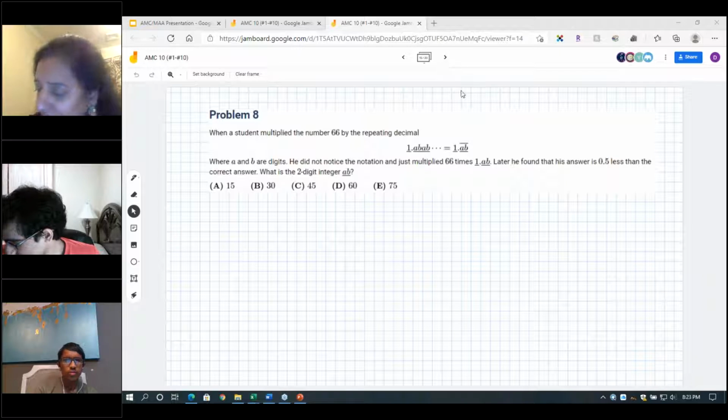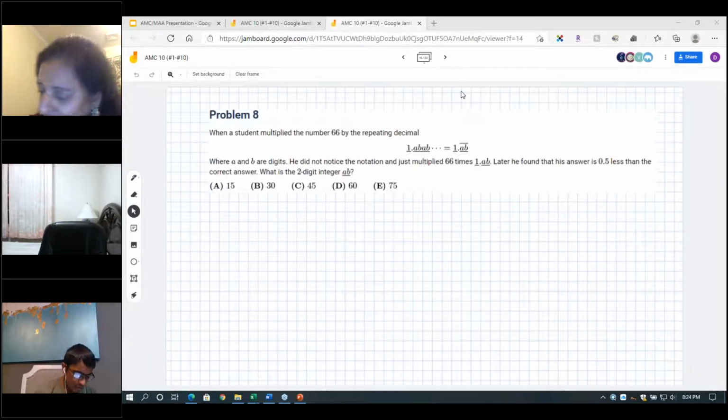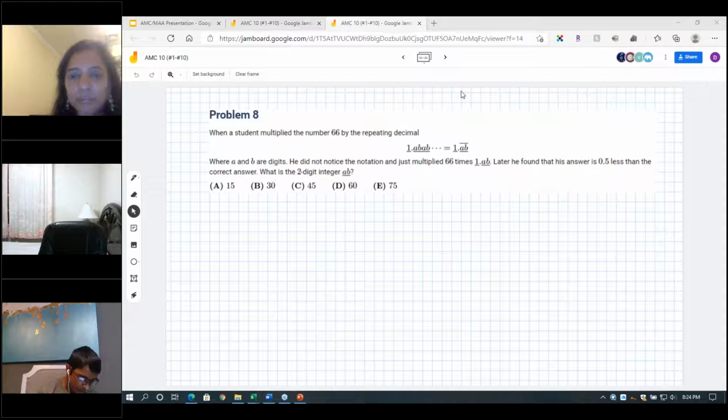So should I do it? Yeah, go ahead. Okay. So question 8 is, when a student multiplied the number 66 by the repeating decimal 1.AB, going on forever, where A and B are digits, he did not notice the notation and just multiplied 66 times 1.AB. Later, he found that his answer is 0.5 less than the correct answer. What is the two-digit integer AB?